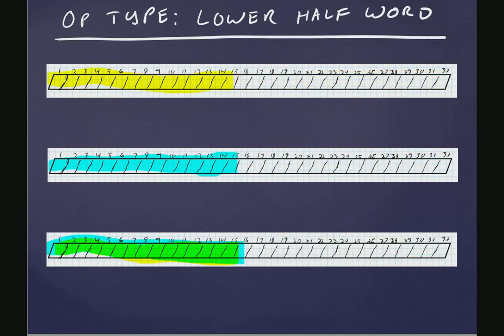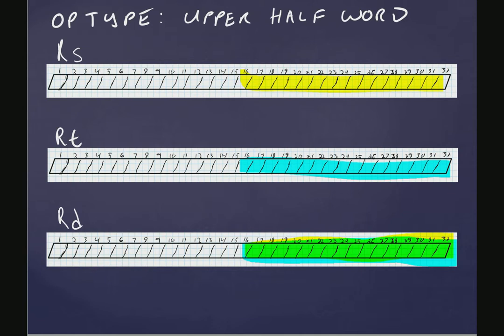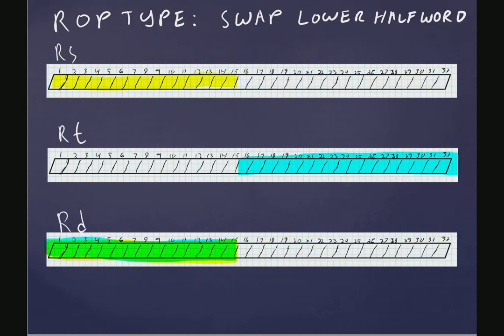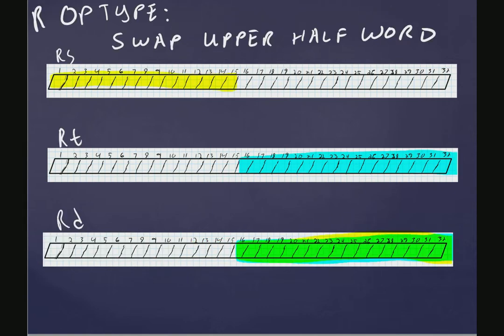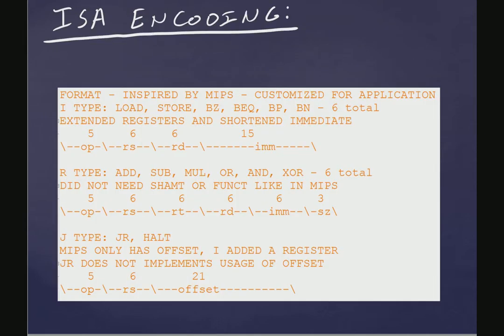You can see that right there. Here's a lower half word type instruction. And here's an upper half word operation. And here's a swap with a destination of the lower half word. And here's a swap with a destination of the upper half word. These were very useful when I was doing the IDEA algorithm. Here is our ISA. You can see that we basically just made our register addresses bigger and reduced everything else.